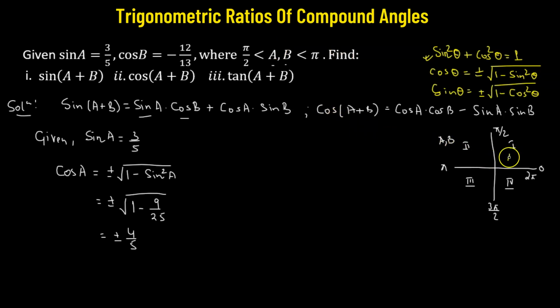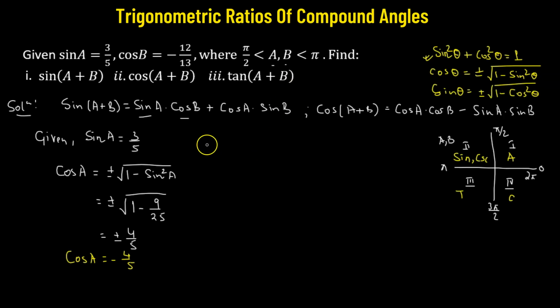For that, we'll have to remember the mnemonic A, S, T, C. This is measured in the anti-clockwise fashion. Here S stands for sine, meaning in the second quadrant, the trigonometric ratios of sine and cosecant, these two functions are going to be positive. Everything else is going to be negative. Now since we are dealing with cosine of A, that means cosine of A must be equal to negative 4 over 5. So we'll have to use this particular value.